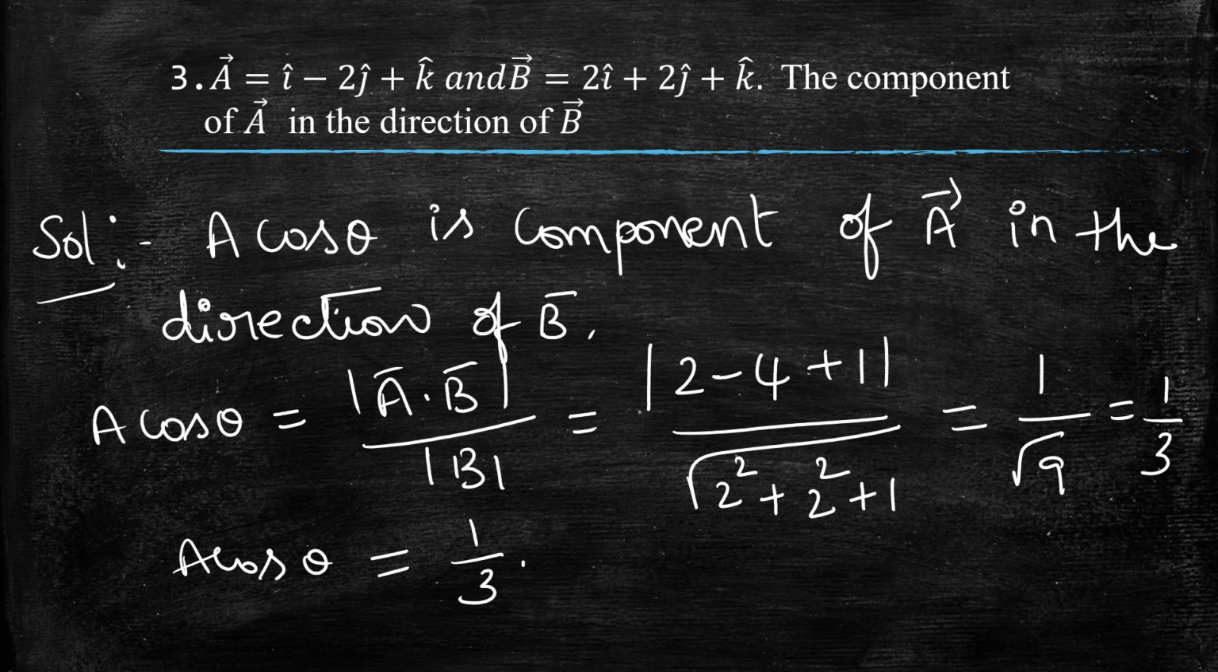Next, now A cos theta is the component of A bar in the direction of B bar. The formula for this is A cos theta is equal to modulus of A bar dot B bar by modulus of B bar. That is equal to, here, modulus of 2 minus 4 plus 1 by square root of 2 square plus 2 square plus 1, that is 1 by root 9. Root 9 is equal to 3. So A cos theta is equal to 1 by 3. This is the answer. Next, go to the next question.